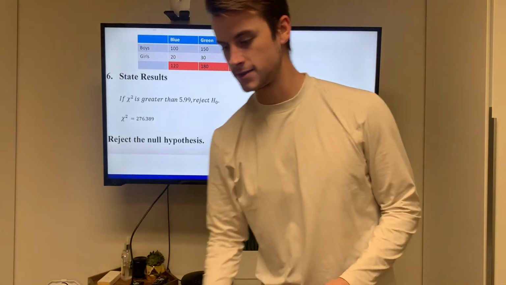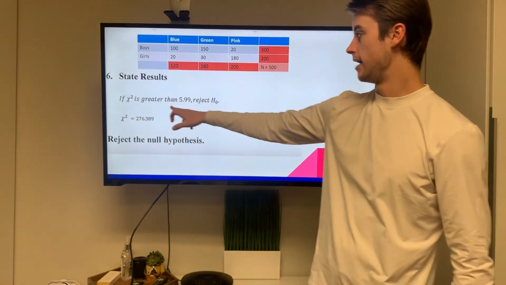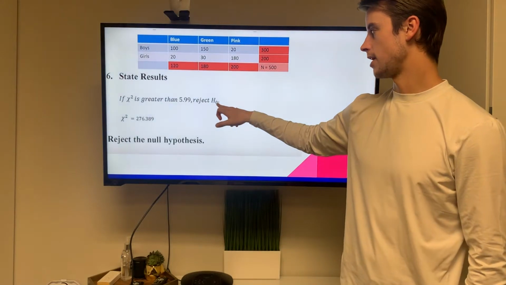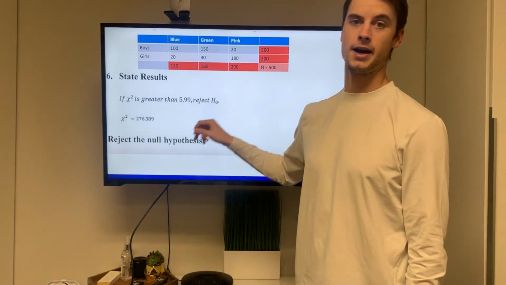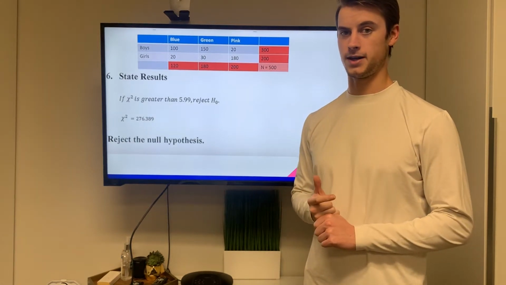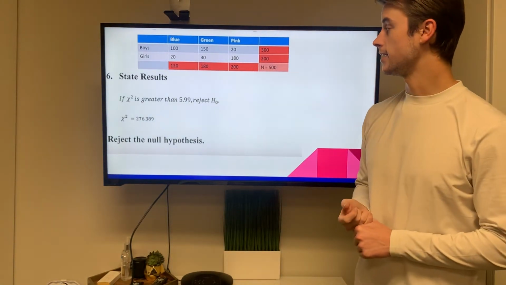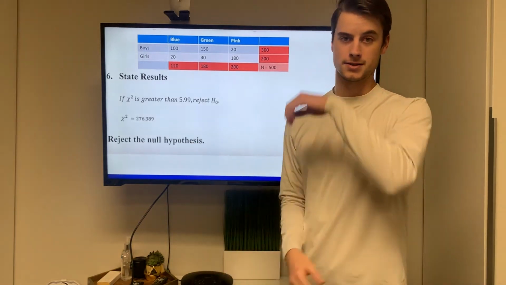And as you can see, step 6, state the results. If it's greater than 5.99, we reject the null hypothesis. I hope we can all see that 276.389 is way larger than 5.99, okay? So in that instance, we would reject the null hypothesis.